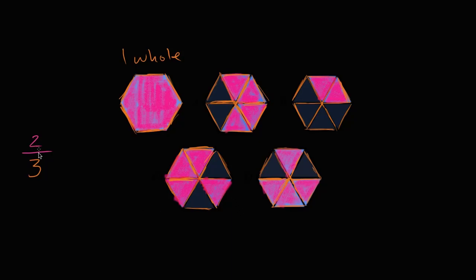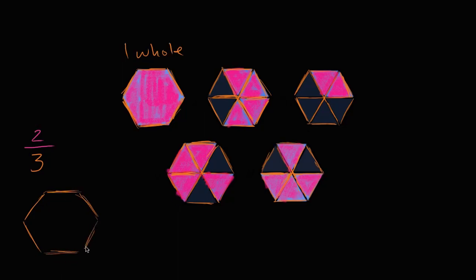So when you're thinking in terms of thirds, and here we're thinking in terms of 2/3, literally 2/3, what we think about is dividing things into 3 equal sections. So let me see if I can draw a hexagon fairly well. So let me draw the hexagon. And I'm going to try to split it up into 3 equal sections.